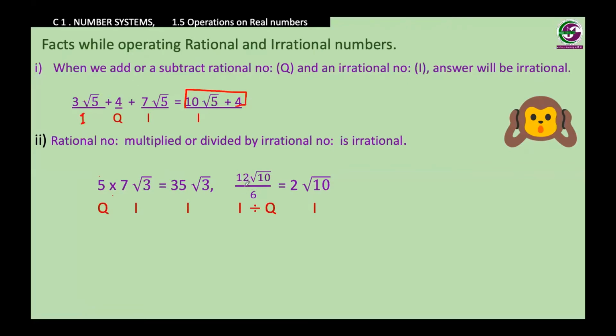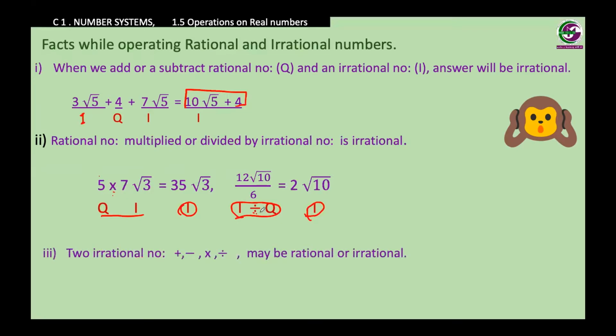And here, now in the numerator, you have 12 root 10, which is an irrational number. And in the denominator, you have a rational number. Final answer is 12 divided by 6 is 2 with root 10. So 2 root 10 is an irrational number. So what can we understand from here? When we mix rational and irrational, your answer will be irrational under multiplication. Also, when you divide rational with irrational number, your answer will be irrational under division. Okay. Now let's move on to the last fact from this section.